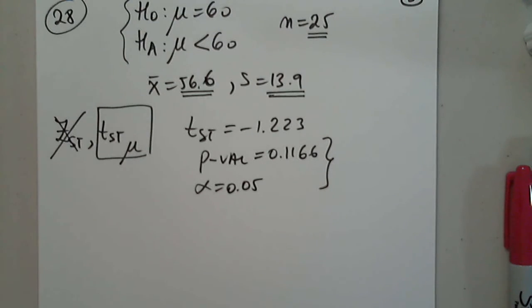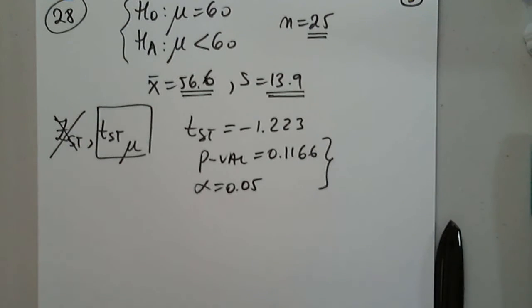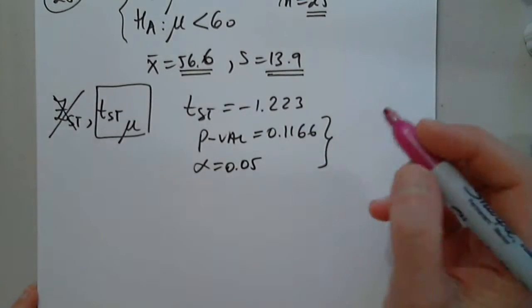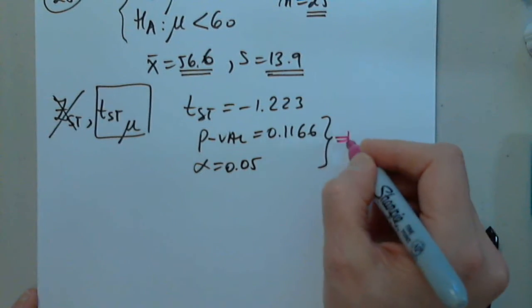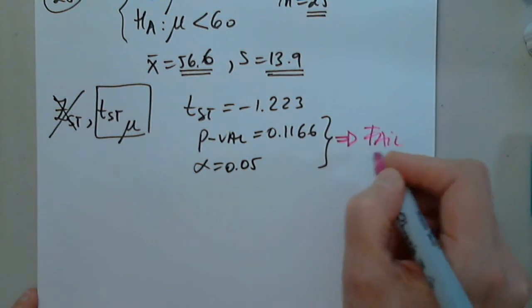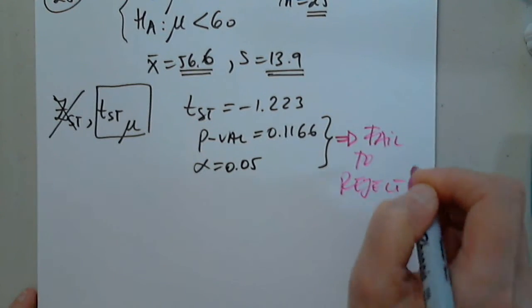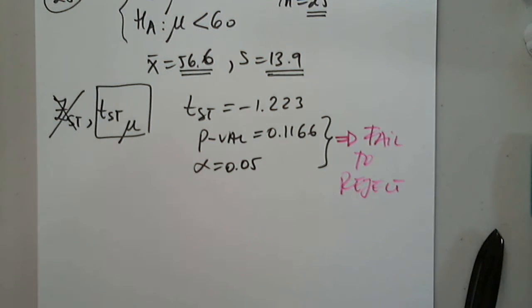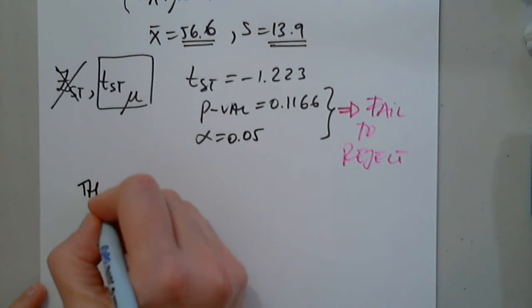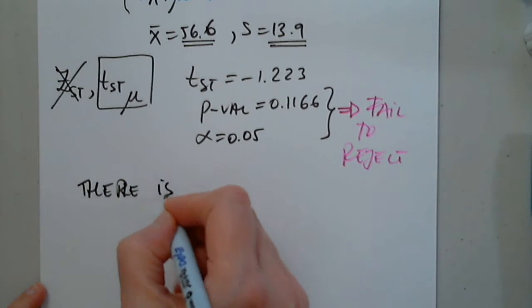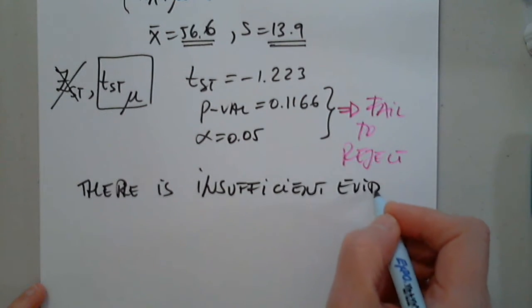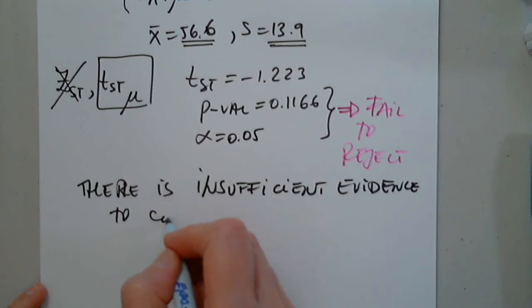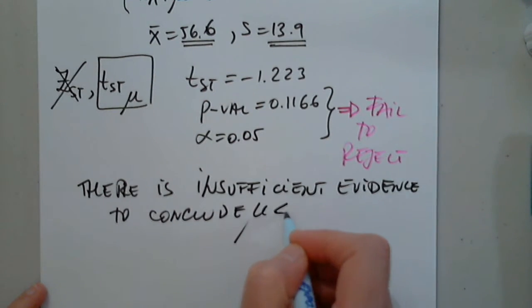What is the decision here? Anyone? Fail to reject. Yes. Fail to reject, which means that there is insufficient evidence to conclude mu less than 60.